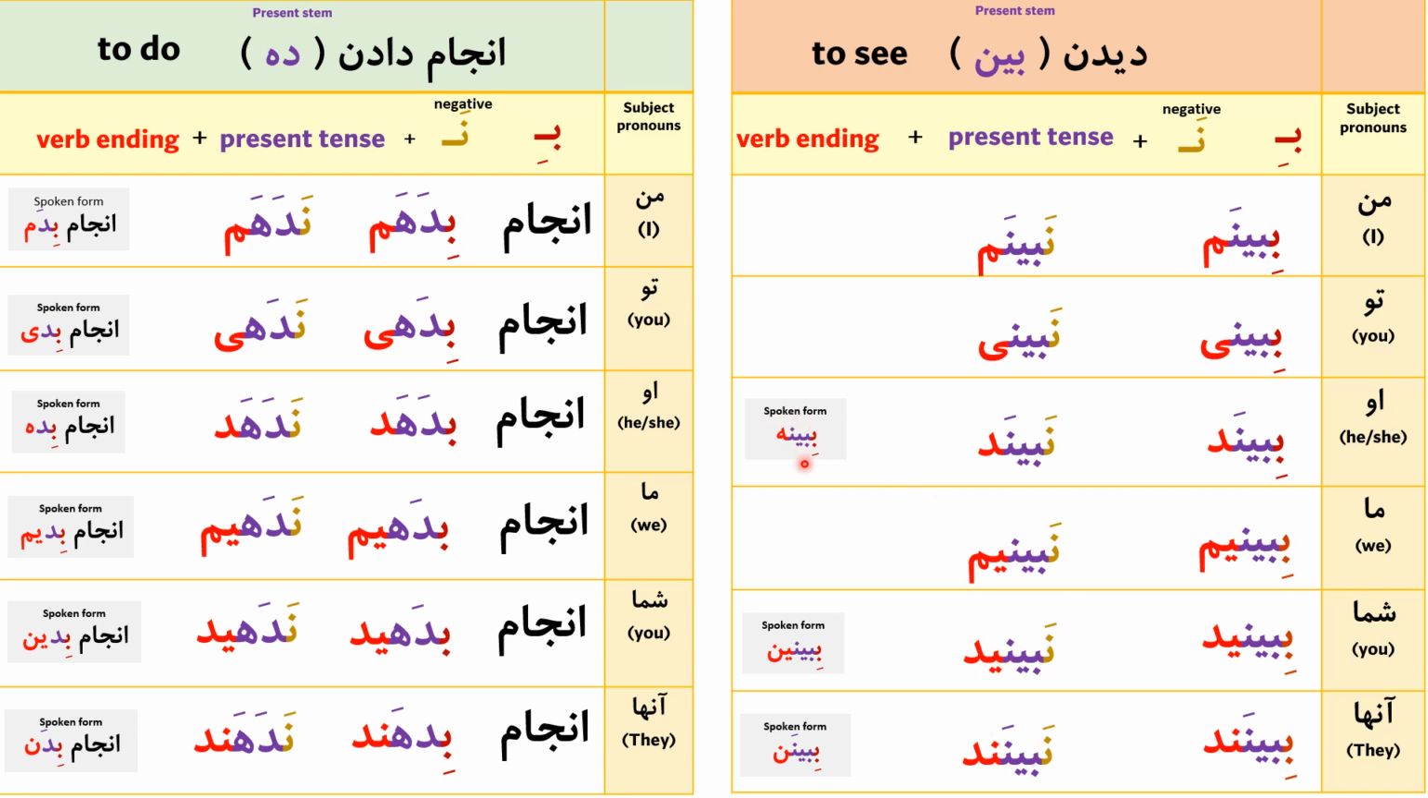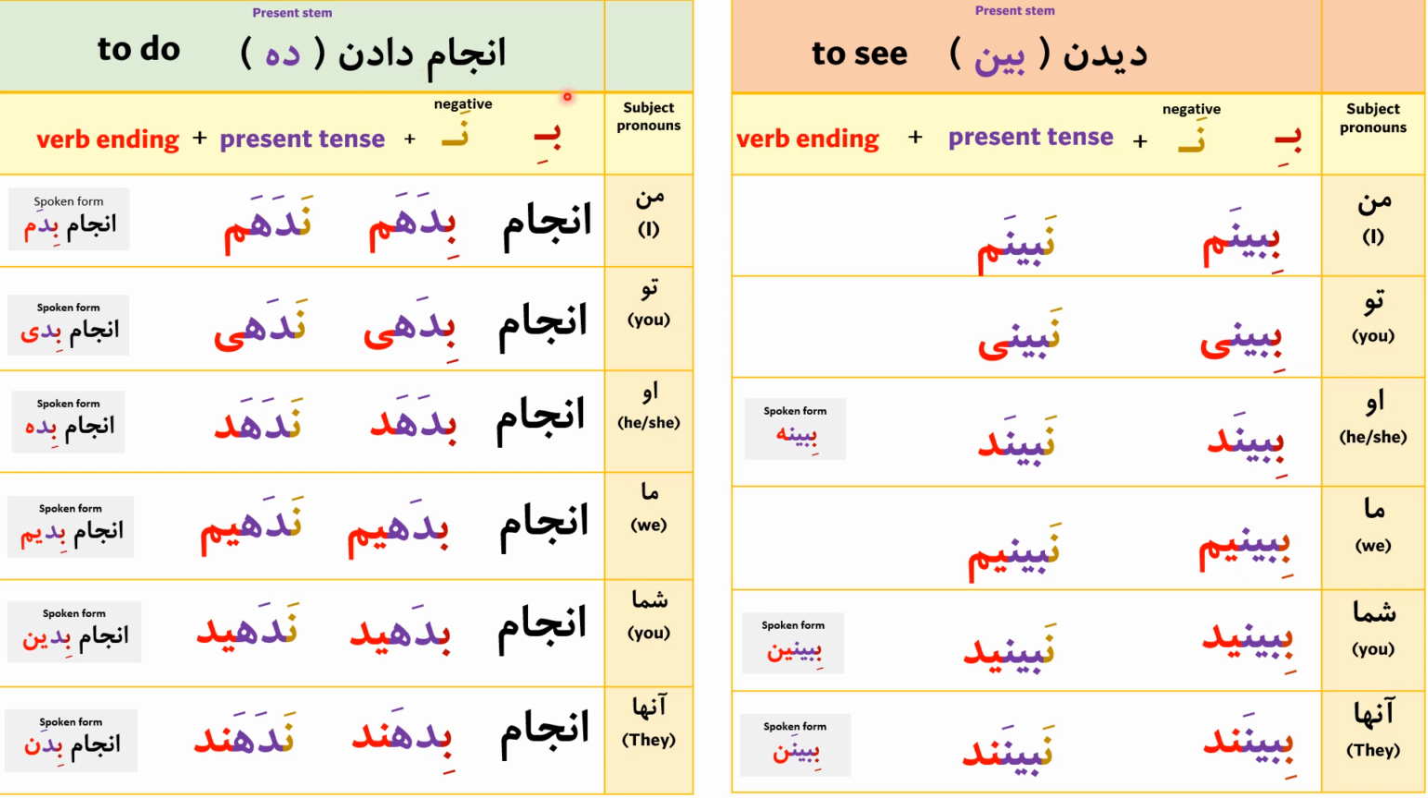And now the spoken form. ببیند is ببینه. And the negative is the same. So نبیند, نبینه. ببینید, the spoken form, ببینین. And نبینید, نبینین. ببینند, ببینن. And the same for the negative. نبینند, نبینن.